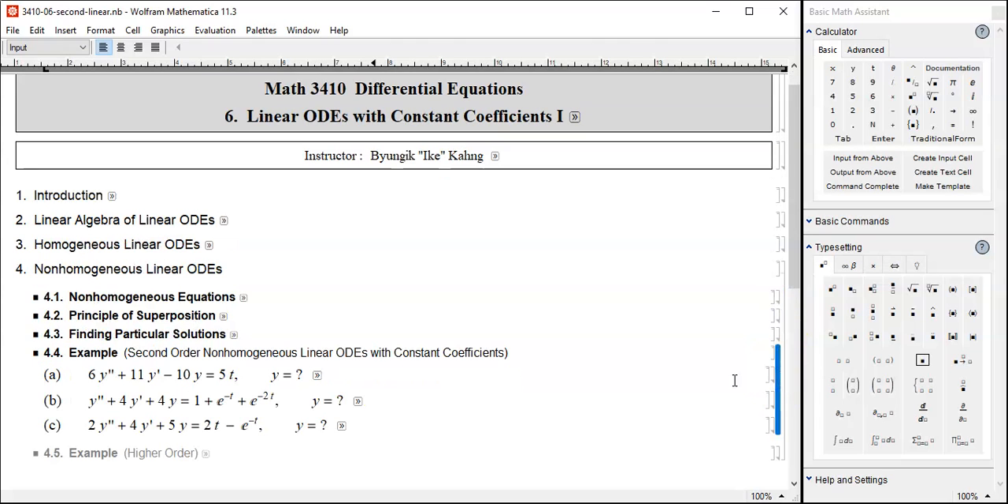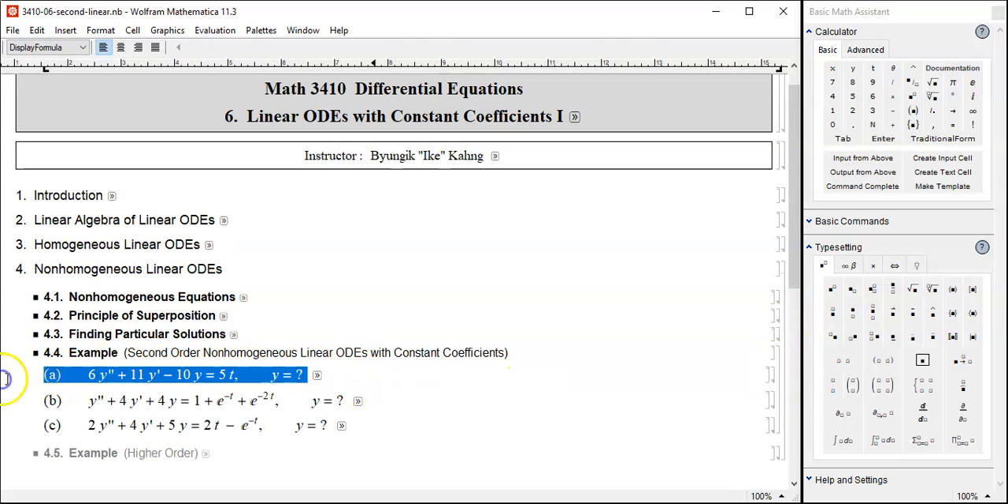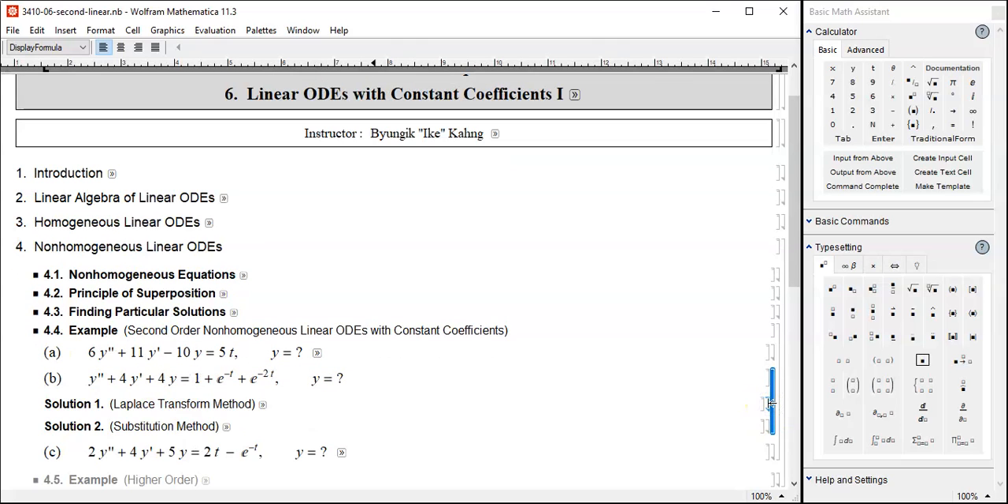We completed this problem, the first problem. Now let's go to the next problem here. Okay. Laplace transform method or substitution method, either way it works.